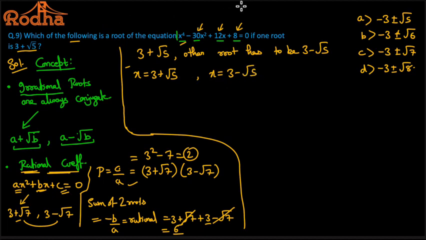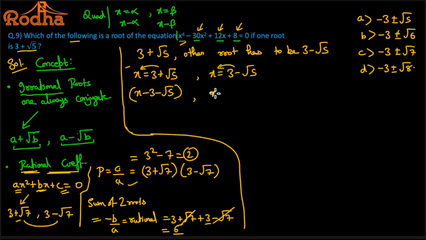So as it happens in quadratic, if you remember, we did in quadratic also, right? If any quadratic equation is there, if x equal to alpha is the root, then x minus alpha is a factor. If x equal to beta is the root, that means x minus beta is a factor. Same way here also I can do. So x minus 3 minus root 5 is a factor, and x minus 3 plus root 5 is also a factor.